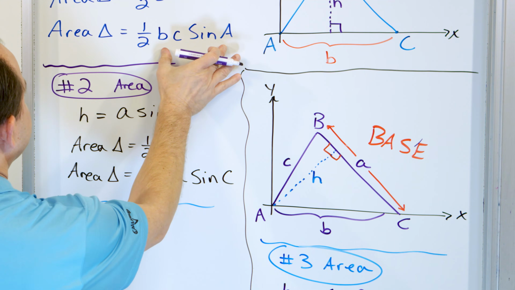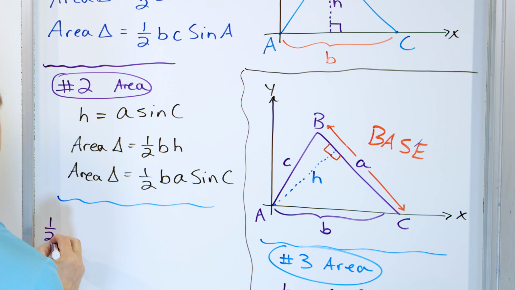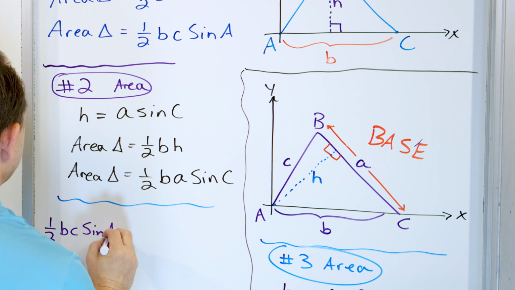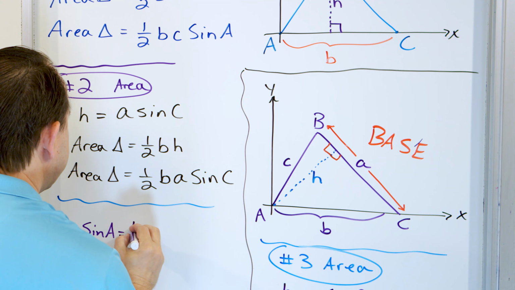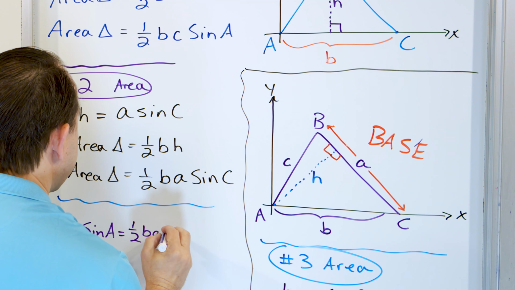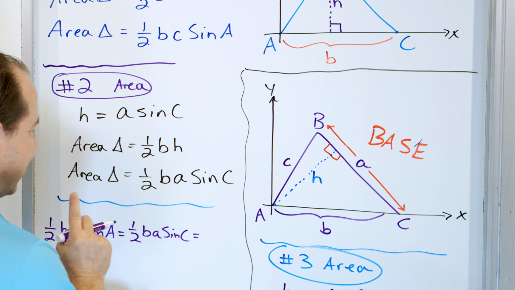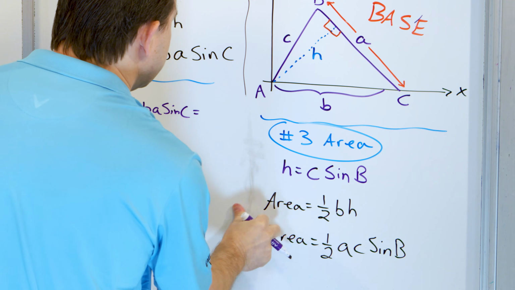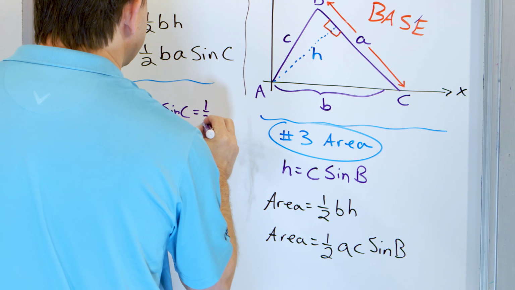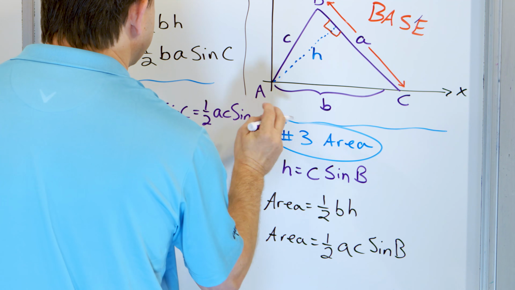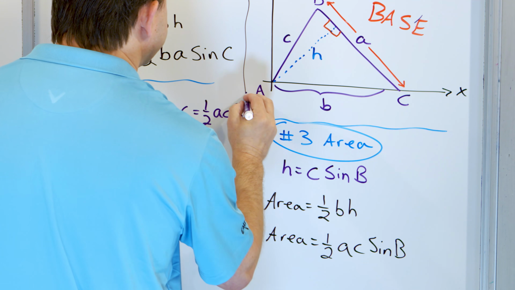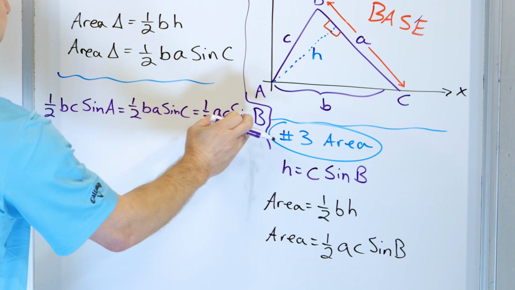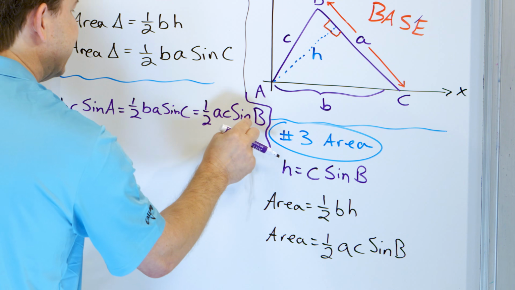So this area was this, 1/2 times BC sine A, BC sine of the angle A. And that's got to equal this area, 1/2 times BA times the sine of C. But that's got to equal this area, and I'm gonna need a little more room. Sorry about that. 1/2 AC sine B. So let me draw a little divider right here. So this area is equal to this area and is equal to this area. Notice we have a sine A, a sine C, and a sine B in there.